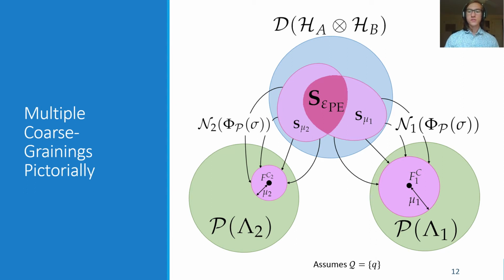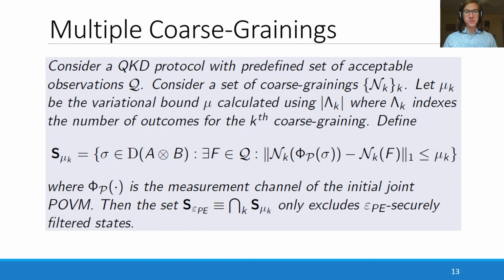In some cases, as we will see in the examples, under different coarse grainings, the set of states which would map into those probability distributions differ. Therefore, by taking the intersection, you consider a smaller set of density matrices than if you considered either of them. The idea, though, is that both of them are excluding the same epsilon securely filtered states. You're just using the same fine-grained data with different coarse grainings, and so you should be allowed to consider the intersections. More formally, the idea is this.